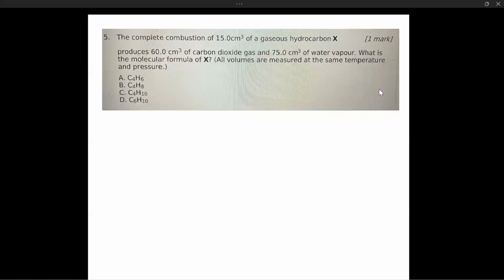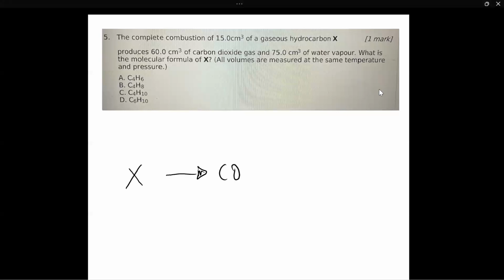So when you burn or combust a gaseous hydrocarbon, it produces 60 cm³ of carbon dioxide gas and 75 cm³ of water vapor. That is the standard combustion equation, right? If you combust X material, you get CO2 and water. I think that's pretty much standard. We've all learned about this in the chemistry course. Now they're asking us, what is the molecular formula of X?